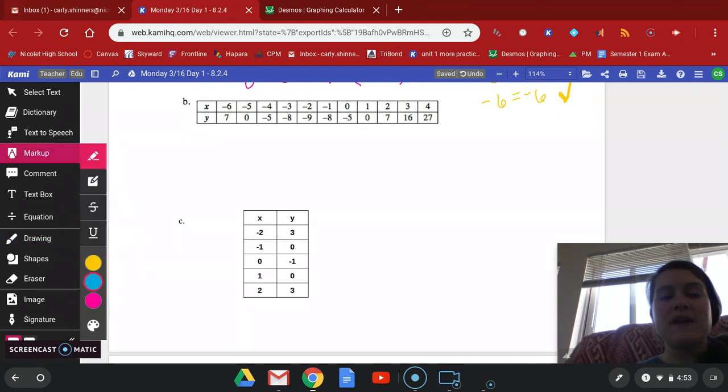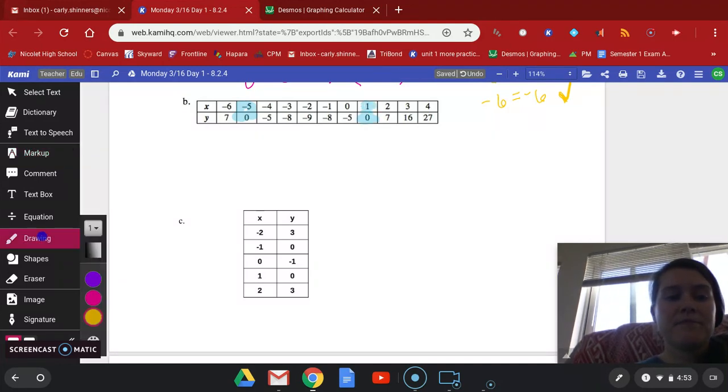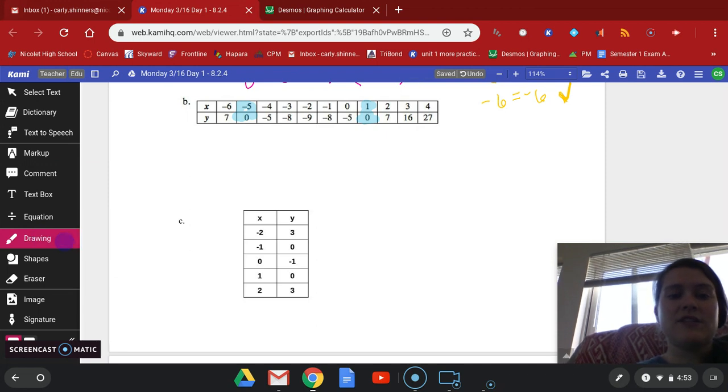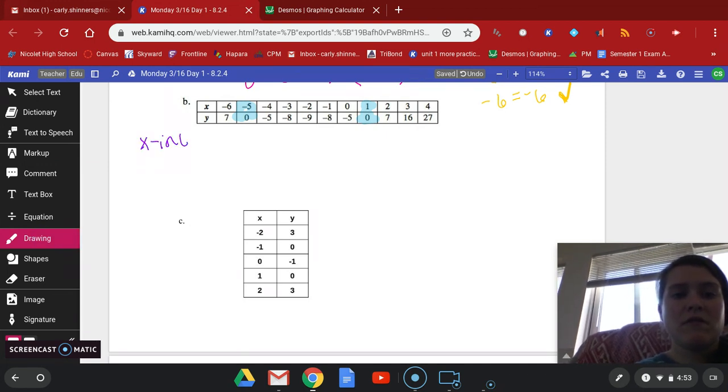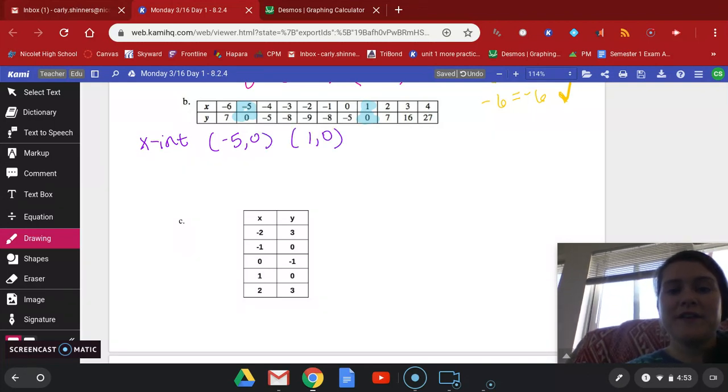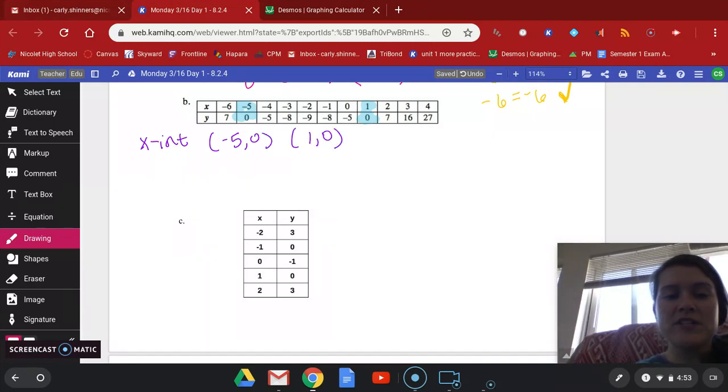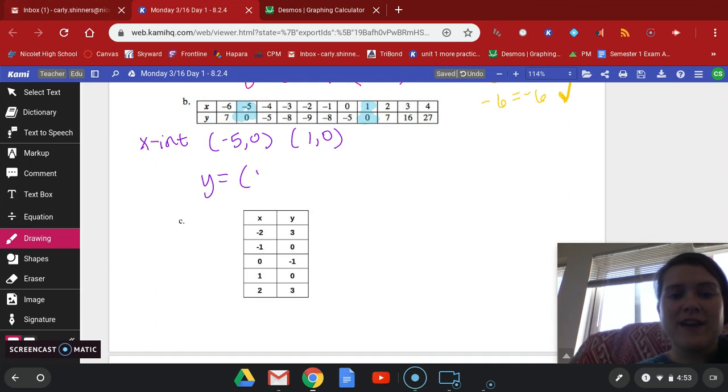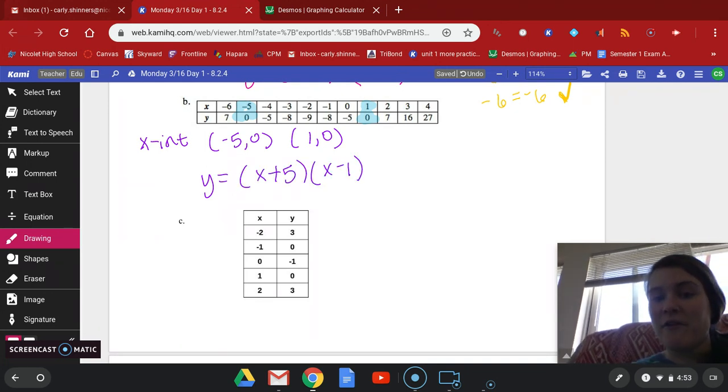Our first step is to look for the x-intercepts. Look for when y equals 0. When y equals 0, my x-intercepts are -5 and 1. And now I'm going to build my equation. The opposite of -5 is +5. The opposite of a +1 would be a -1.